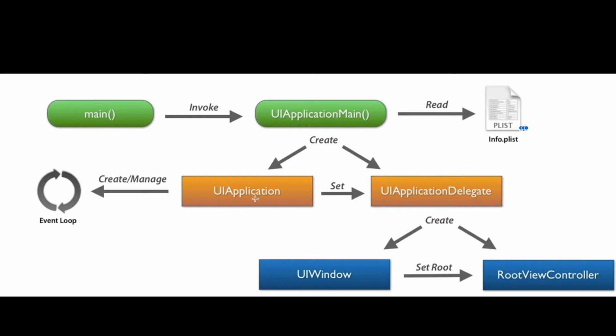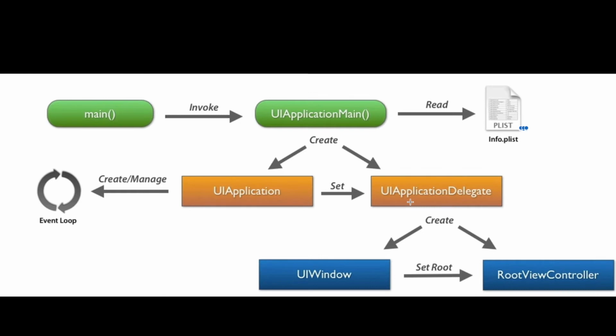Additionally, it is responsible for creating and managing the application's event loop. When new touch events or keyboard events come in, they get added to the event loop, and the application can pick those off and delegate them appropriately throughout the application. UIApplication creates an instance of the class adopting the protocol called UIApplicationDelegate. UIApplication asks its delegate if it would like to customize the behavior at a particular point in time.